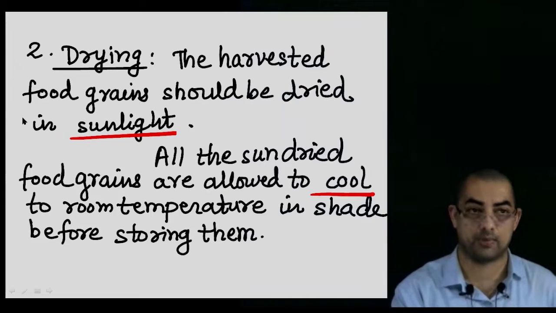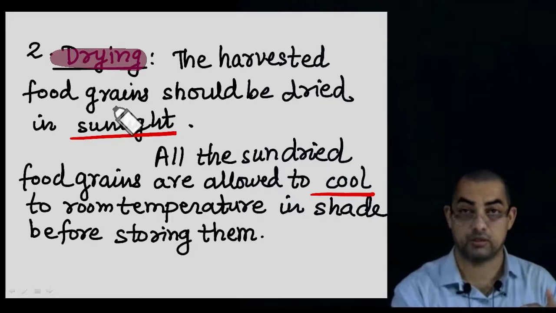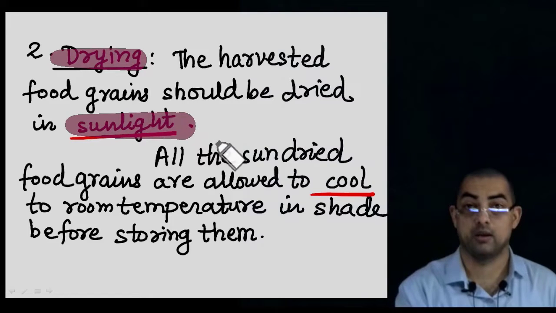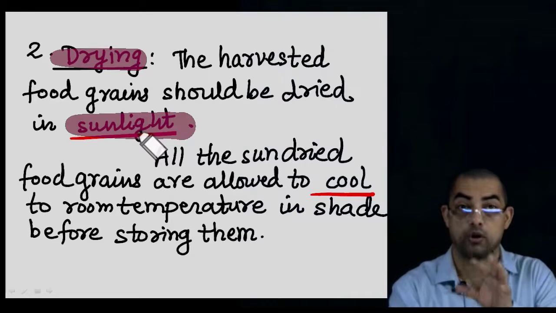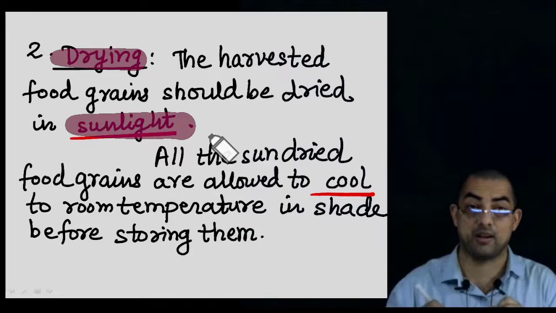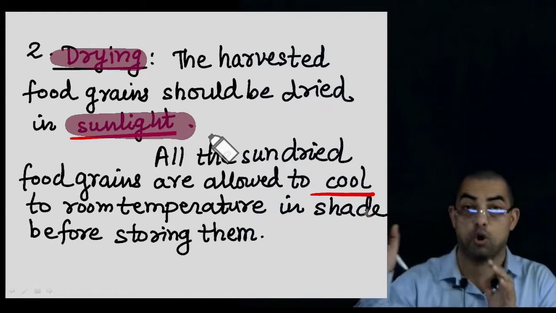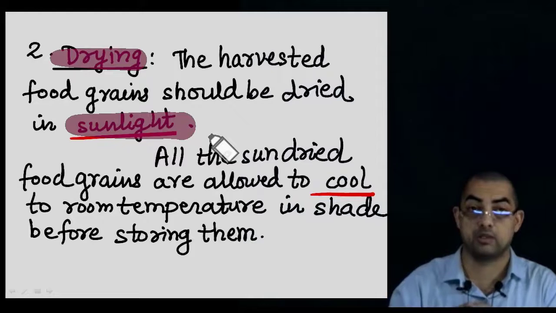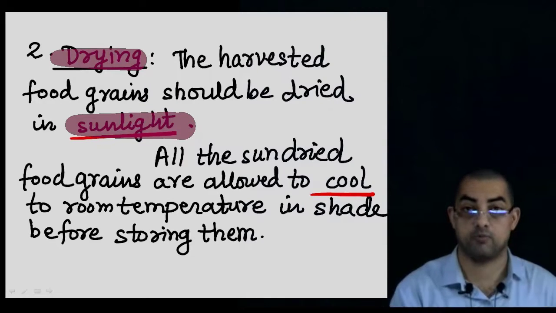The second step is called the drying step. The harvested food grains should be dried in sunlight. So you have to keep your harvest or your crops in sunlight, because I told you that the abiotic factor, the moisture, has to be brought down to less than 14%. So all these harvested food grains have to be kept outside in the sun, so that the moisture content is evaporated and brought below 14%.